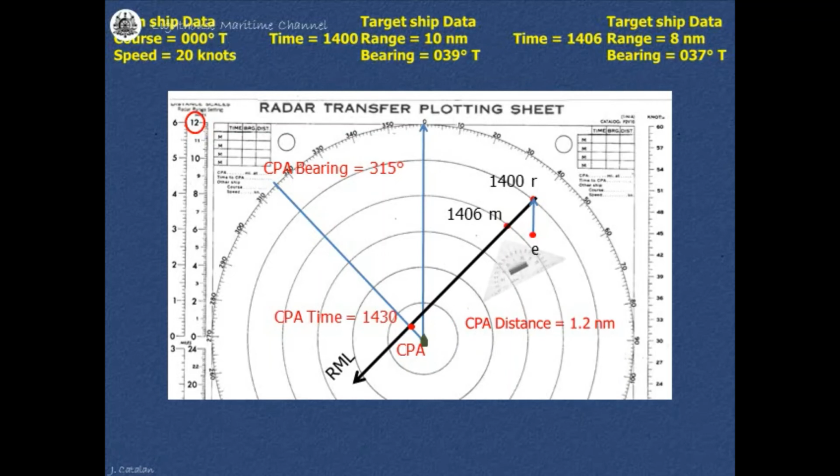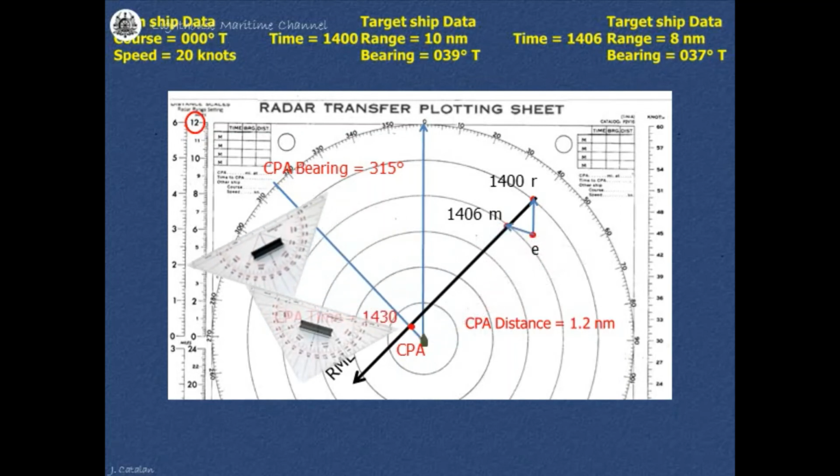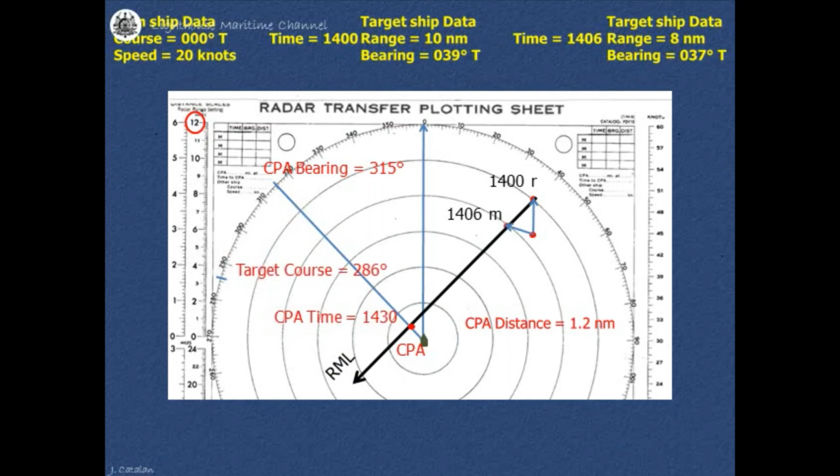Draw a line from E to M, then bring it to the center of the own-ship, and determine the target ship course. It reads that the target course is equal to 286 degrees. Measure the distance from E to M. Then bring it to the 12 nautical miles scale, and it reads 1.4 nautical miles. Divide it by 6 minutes, the result is the speed of the target, which is equal to 14 knots.